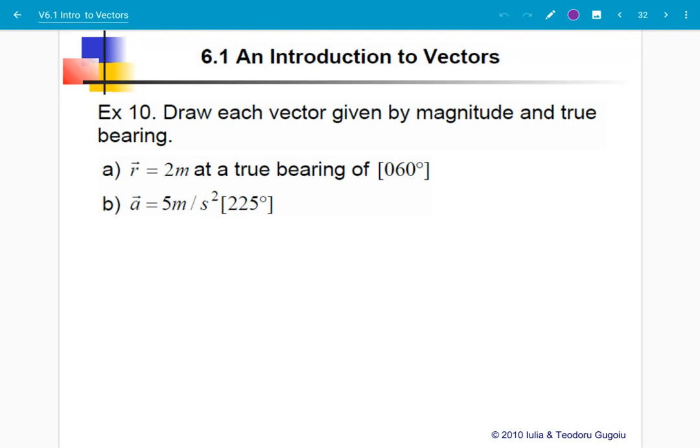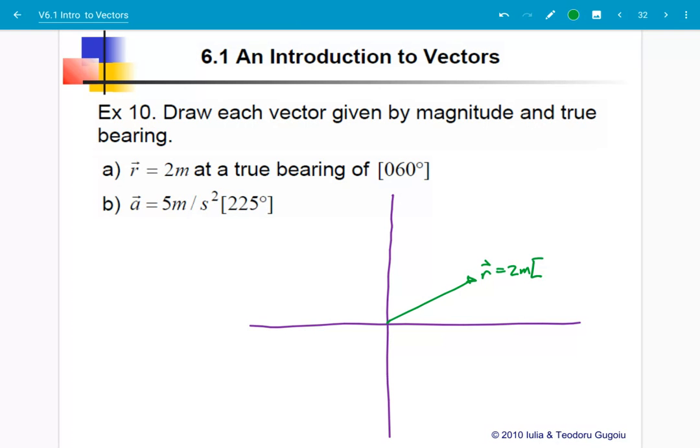All right. Draw a vector given by magnitude and true bearing, so true bearings. We're just going to try to keep the magnitude somewhere close to reasonable. So magnitude is 2, so that's the smaller of the two vectors. Different units, different things completely, so that isn't the most important thing, but here you get the relative idea. Here's vector r. It has a magnitude of 2 meters, and it's at 60 degrees. So I'll just note that it's 60 degrees right here.